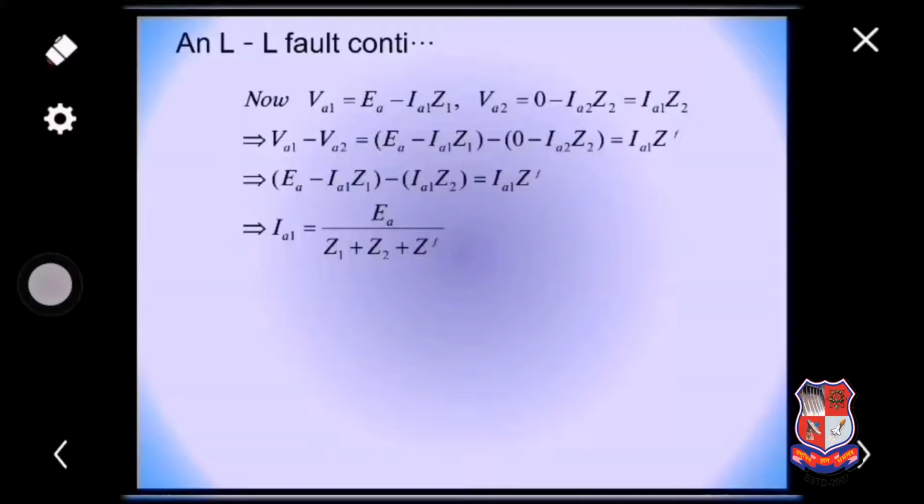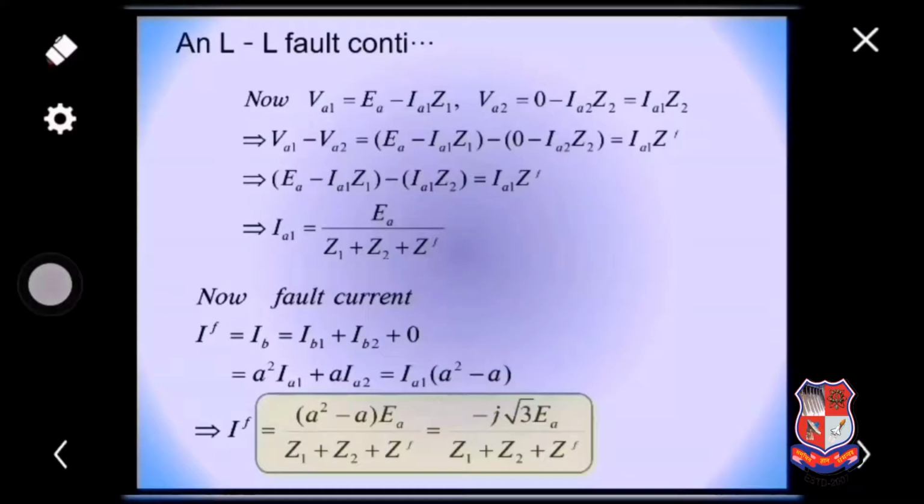Here there is no question of having zero sequence currents or voltage. Why? Because this is an LL fault. We have already seen in the derivations in the previous slides. So simplifying these equations, using equation number 3, that VA1 minus VA2 is equal to potential drop IA1 into ZF, now put the values of VA1 and VA2. We will be having this equation of IA1 is equal to EA upon Z1 plus Z2 plus ZF.